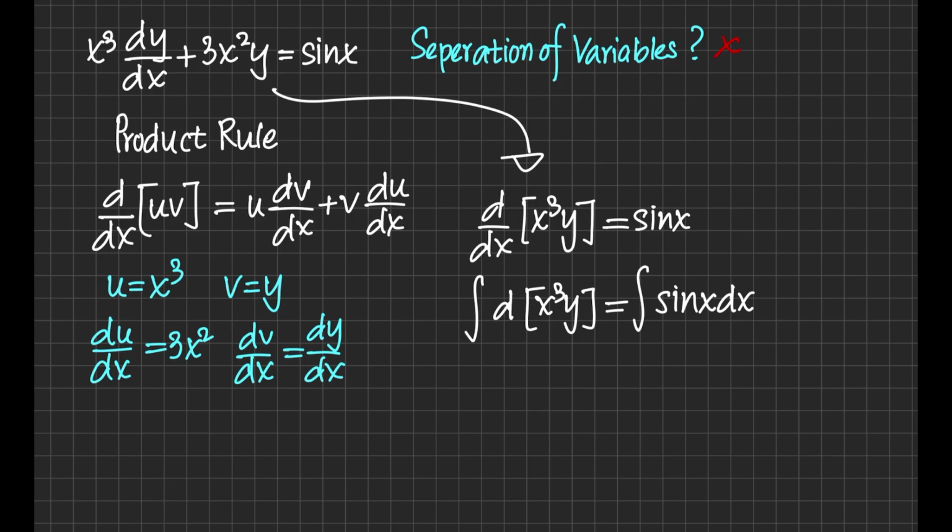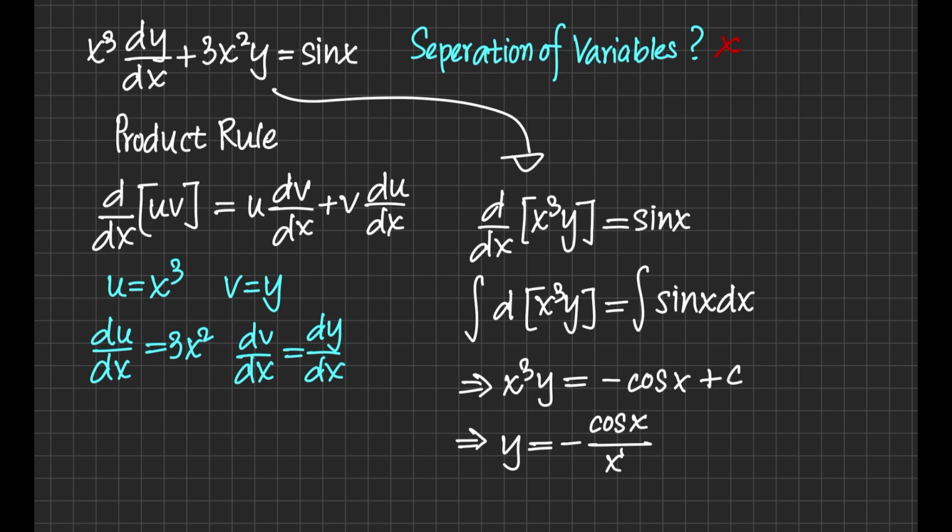Here, the integration of the derivative of x cubed y just results in the same expression, x cubed y. And here we have sine x. The integration of sine x gives us minus cosine of x plus c. And here we have y is equal to minus cosine of x over x cubed plus the constant over x cubed. So this is the final answer to the equation.